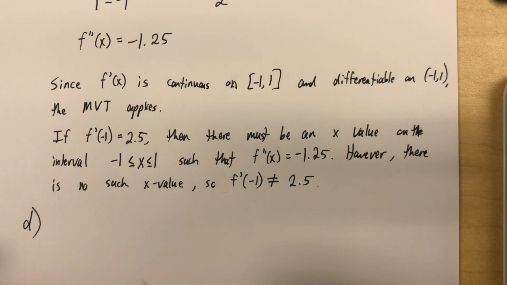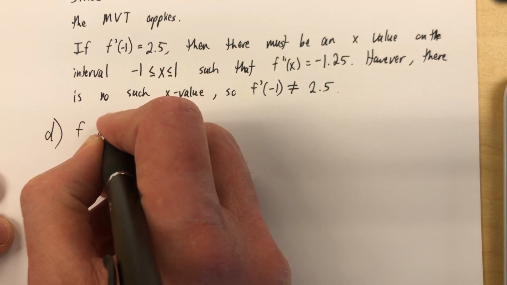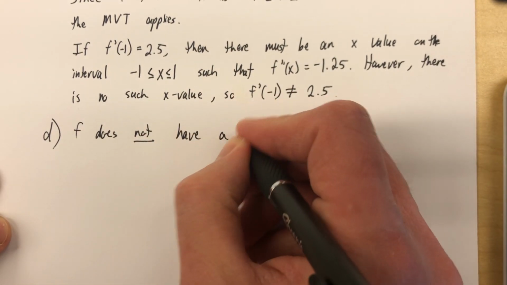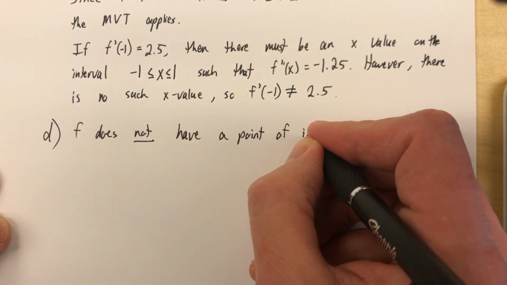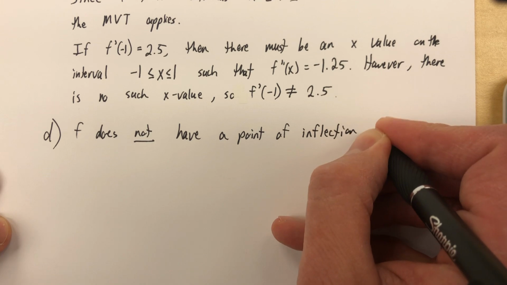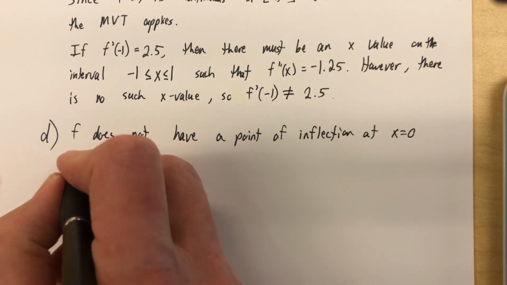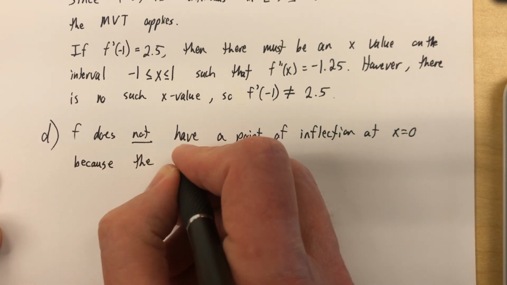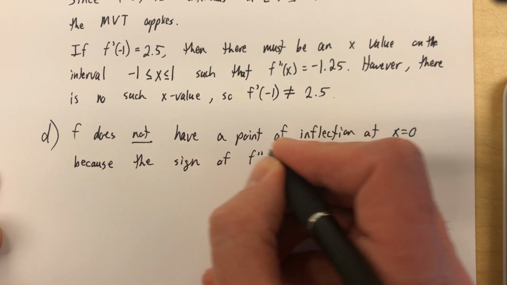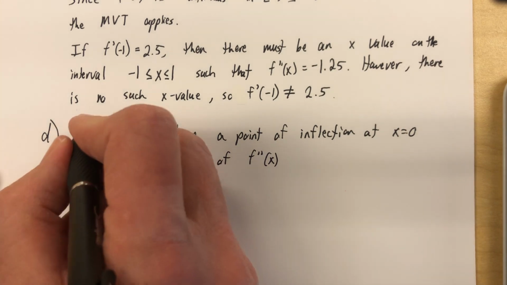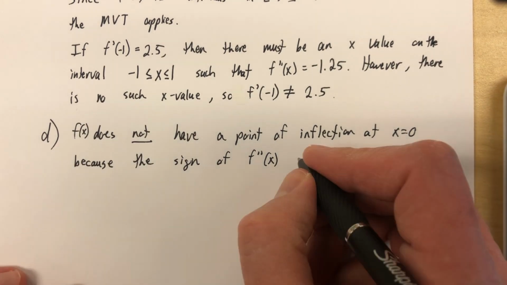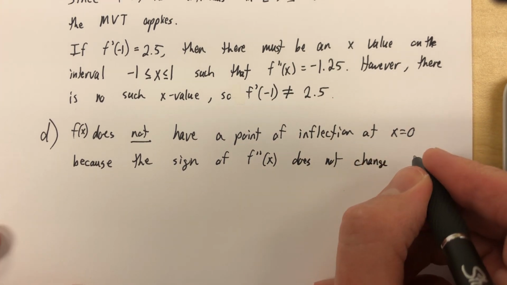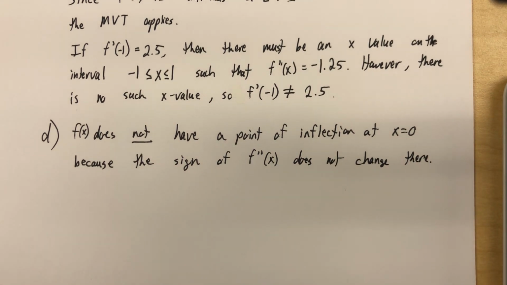Here goes. Let's word it very well. F does not, underline it because we're angry, have a point of inflection at x equals 0, because I said so, no, because the sign of the second derivative, we'll put an x in there, probably should put it here too, not a huge deal though, does not change. There. There we go.